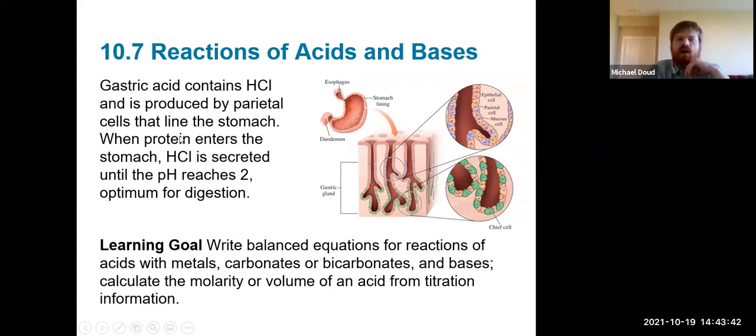And basically, when you put stuff into your stomach, so when you eat food, HCl is going to be secreted by these parietal cells until you have a low enough pH for the digestion to take place. And pH reaches about 2. I think we said 1.6 previously.